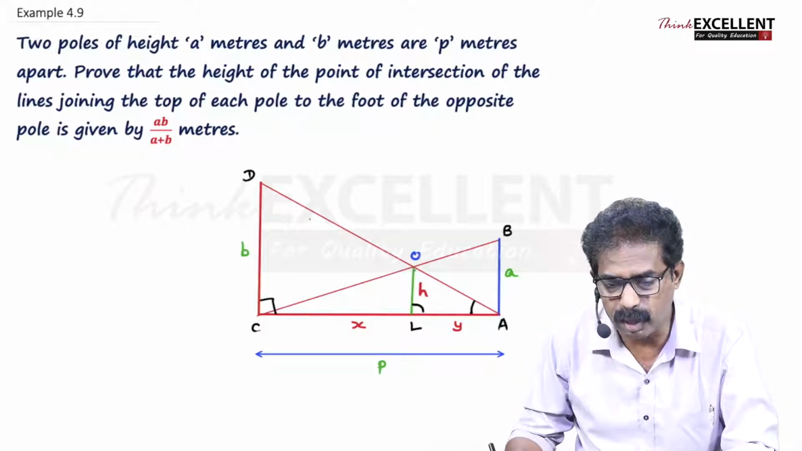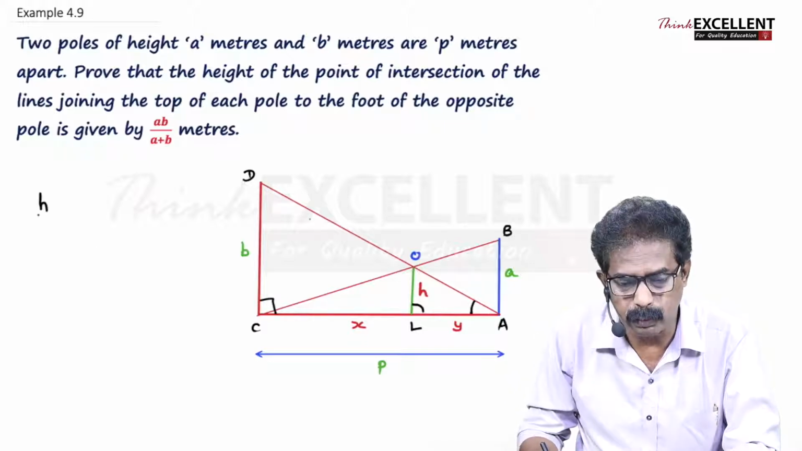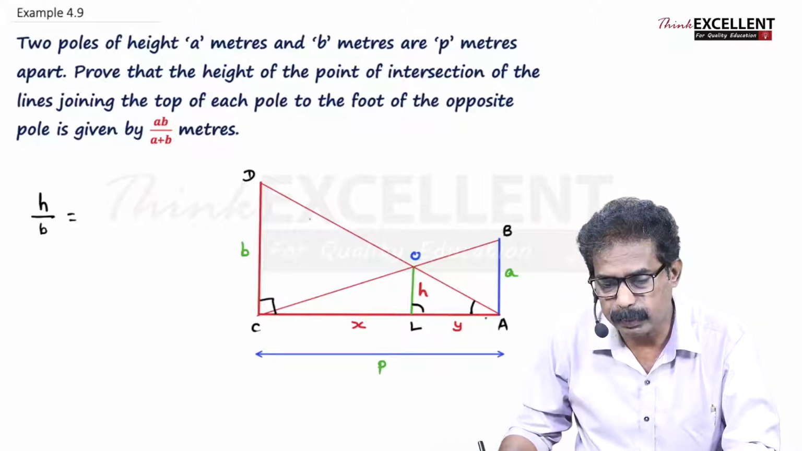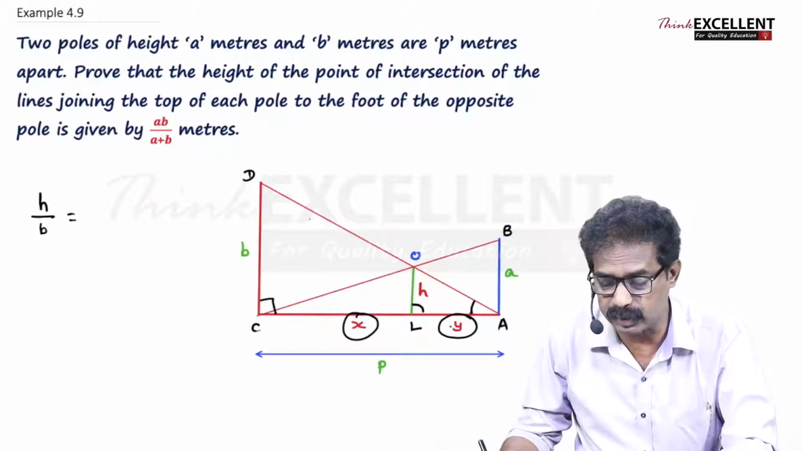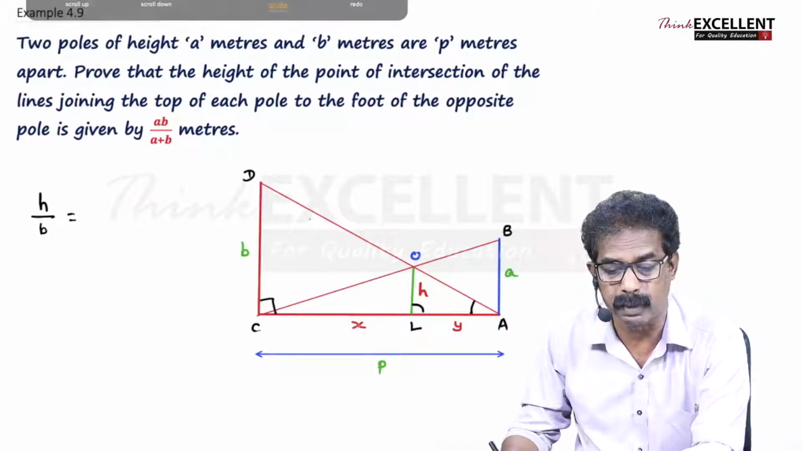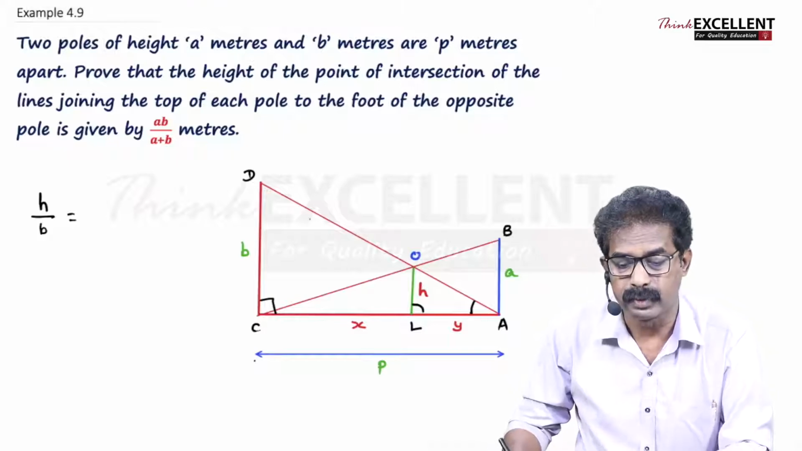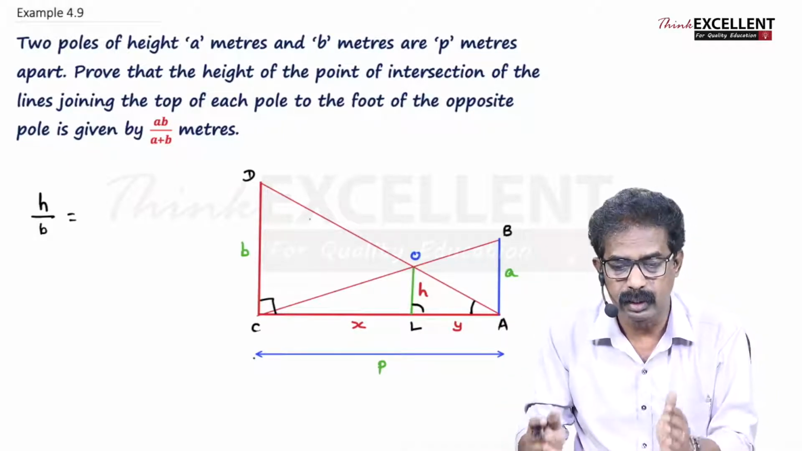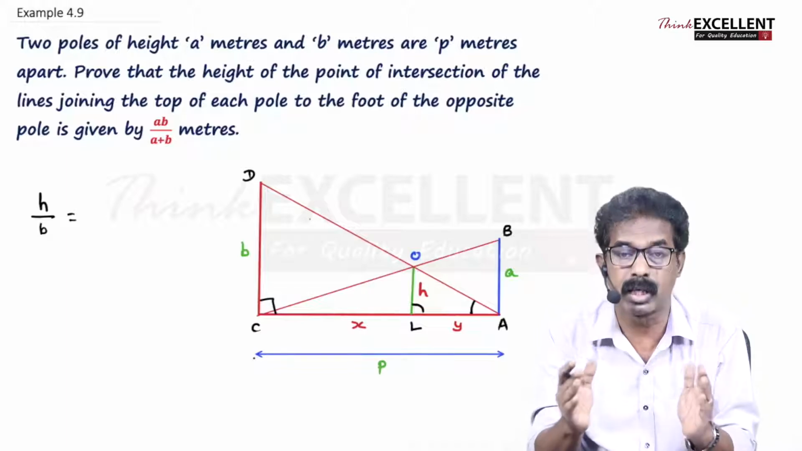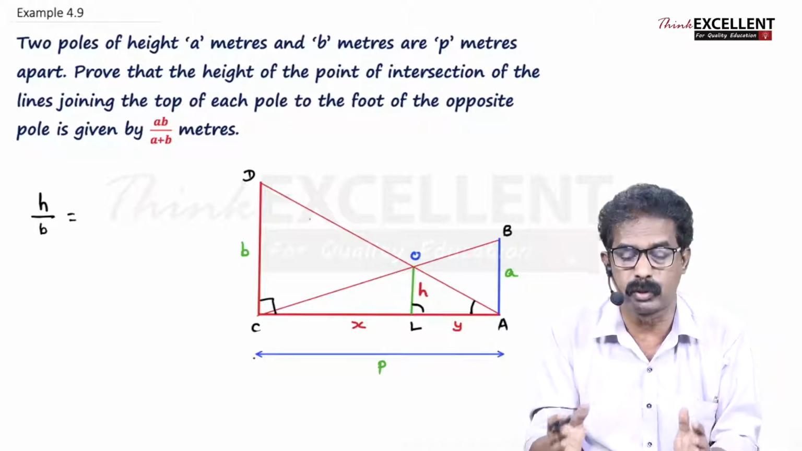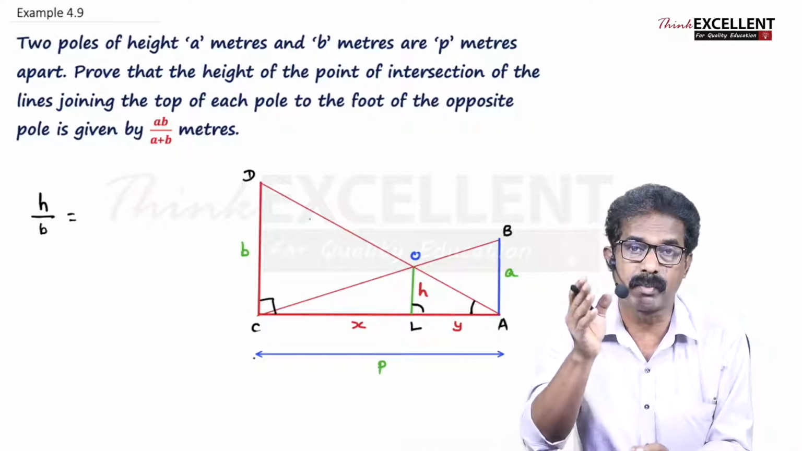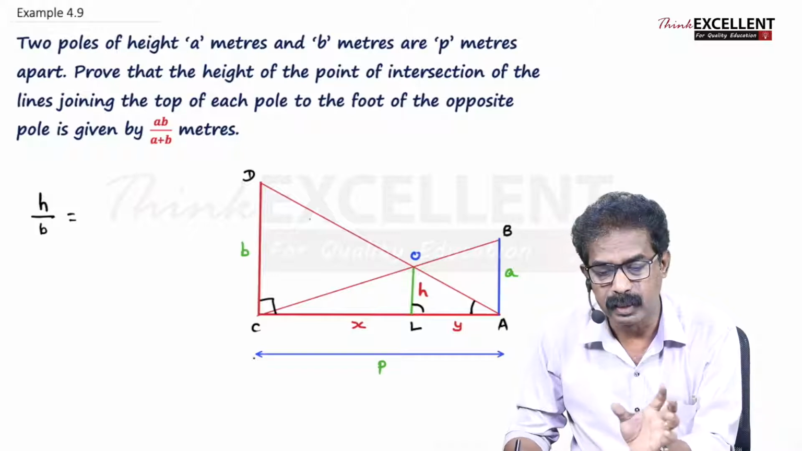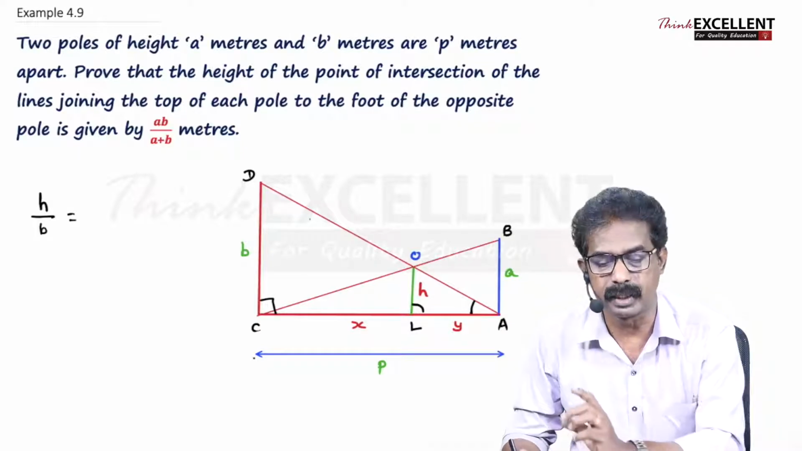If I take the small one H, the corresponding side in the big one is the height B, right? The base LA I take as Y. X and Y they didn't give, so we are introducing this X and Y. In the final answer X and Y should not come. But remember one thing, the full length X plus Y is P, the distance between the two poles. From the point of intersection you drop a perpendicular, it meets at L. CL I am taking as X, and LA as Y.